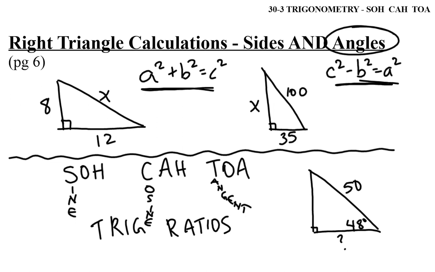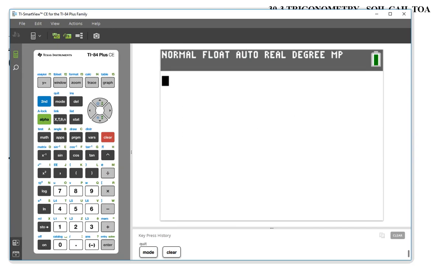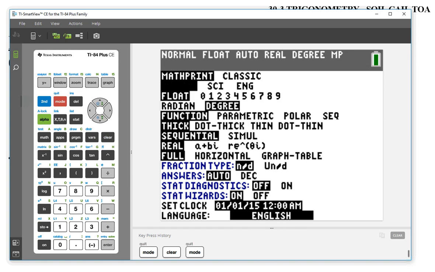Before we get started, last thing, every time you go to do trigonometry and we're working with angles, we need to make sure our calculator is in degree mode. Now, if you have a graphing calculator, you can see that it says degree up at the top. If you're not sure, you can always hit the mode button, the button that's highlighted red. And the fourth line down, we see that it says radians and degrees.